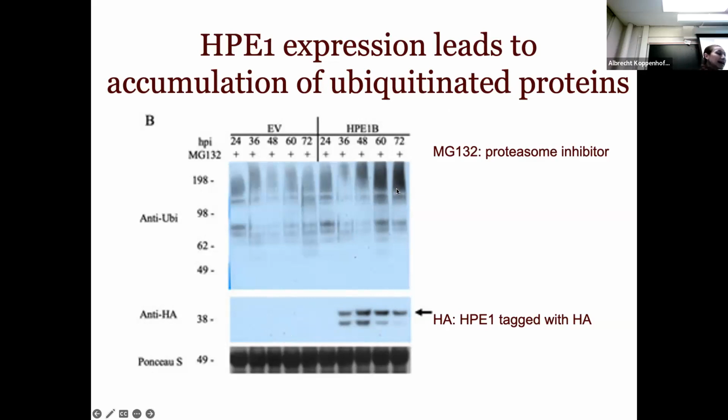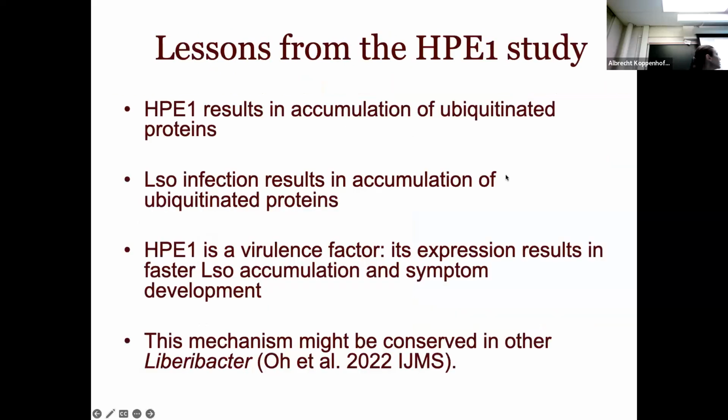How that is helping infection, we don't know yet. But based on that, we decided to test our infected plants, and infected plants also accumulate ubiquitinated proteins. And we also created transgenic plants that express this effector, and we see that those plants become infected faster. So the titer of LSO increases faster and the symptoms develop faster. So it's a virulence factor. This expression really can dampen down the ability of the plant to resist infection.